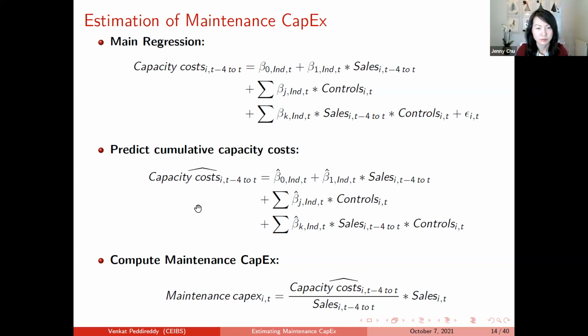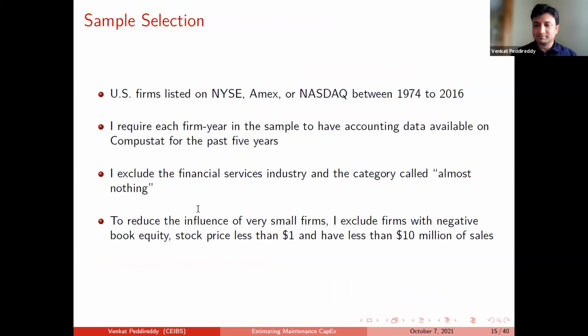Go ahead, Venkat. Okay. How much time do you have? Another 10 minutes? Yeah. Okay. So with this model, I'll present the results now. I look at the sample period of 1974 to 2016, ending in 2016 because I need 2-3 years of future data to look at the effect of this measure on future write-downs, future earnings, and future stock returns. I exclude the financial services industry and also exclude very small micro firms.